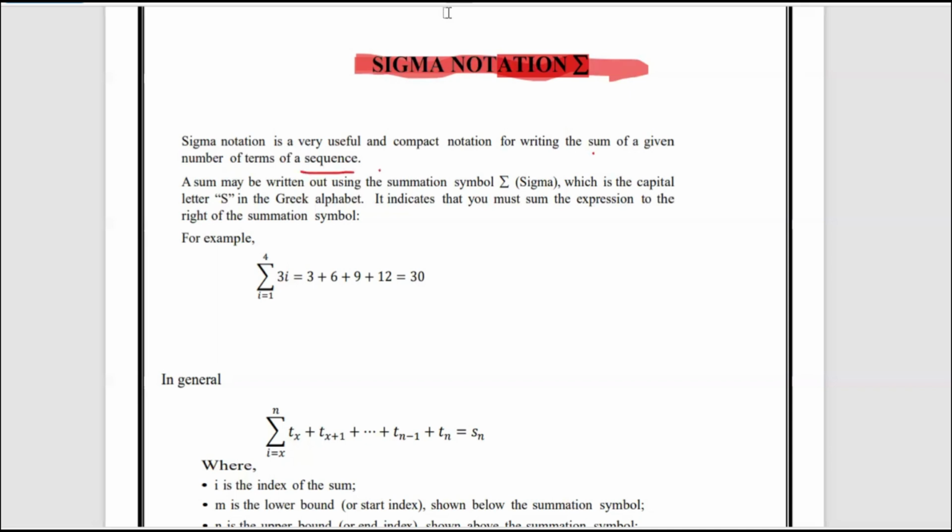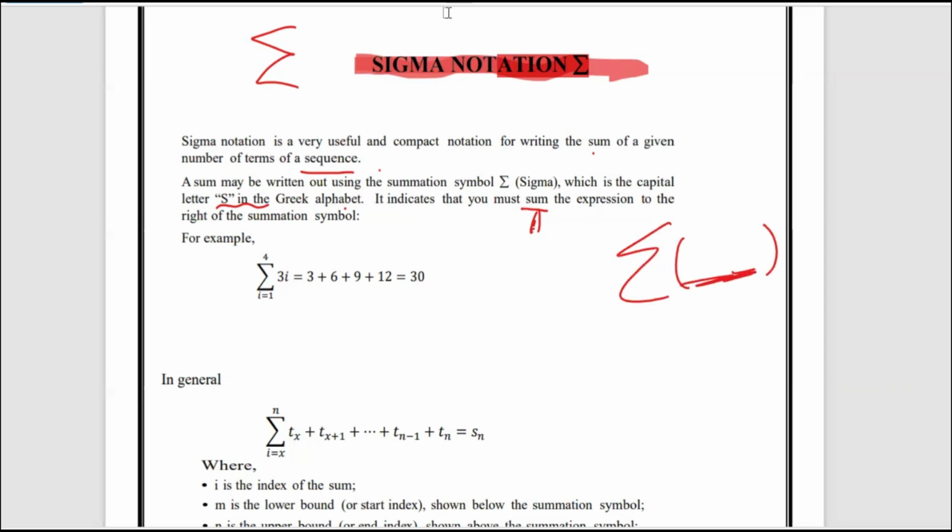So a sum may be written out using the symbol, this sigma, okay? Just like a flipped 3, which is the capital letter S within the Greek alphabet, okay? It indicates that you must sum, you must add the expression to the right of the summation symbol. Okay, so if we have this as our sigma, whatever appears here, that's what we're going to be adding.